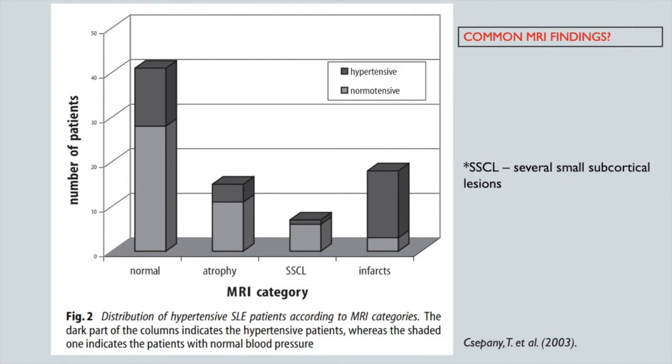This is a study conducted by Sespani and his colleagues back in 2003. This study is mainly to study what the common MRI findings are in patients with SLE. They enrolled about 80 patients with SLE and noted that around 40 of them, which is half of them, had normal MRI findings, 20% had cerebral infarct, followed by cerebral atrophy, and lastly, small subcortical lesions.